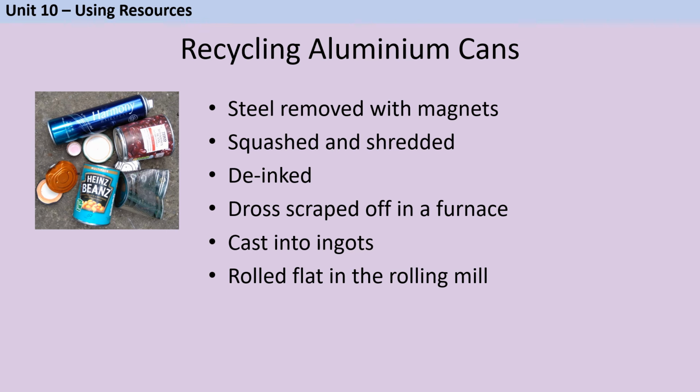These pieces are then fed into a furnace at about 750 degrees C, which is hot enough to melt the aluminium, and any impurities in there will rise to the surface and can be scraped off. The pure aluminium cools down and is cast into metal blocks called ingots, which are then sent out to a rolling mill where they can be flattened into thin sheets for making new cans.